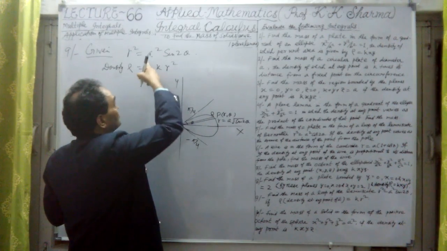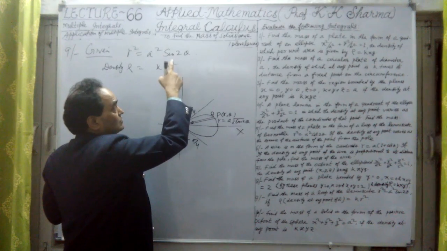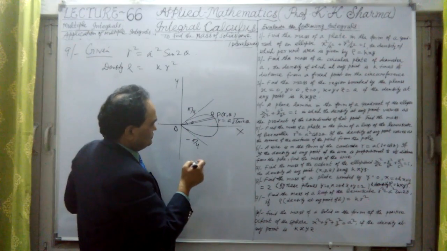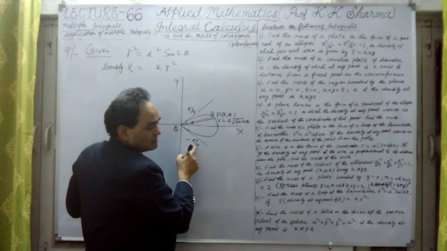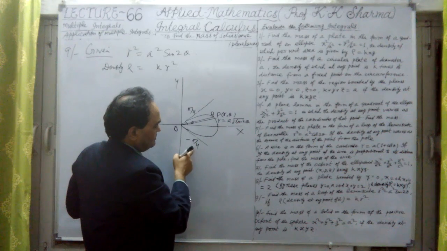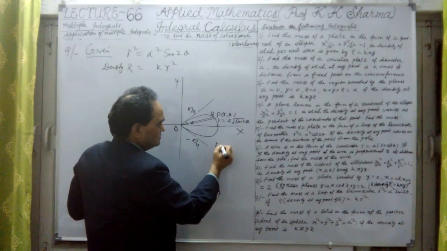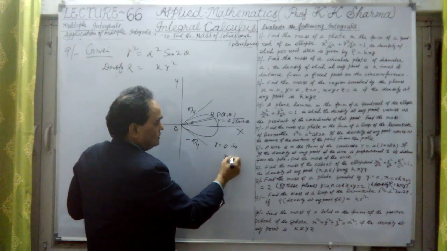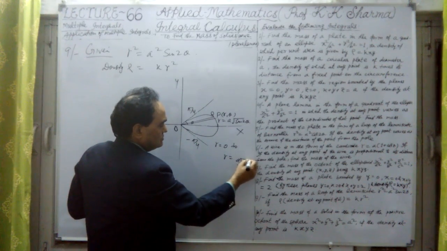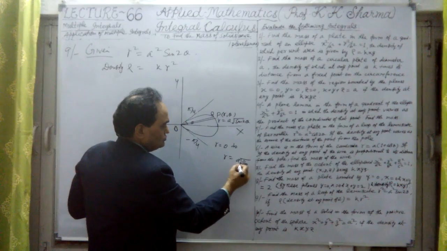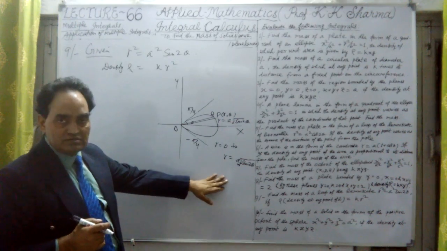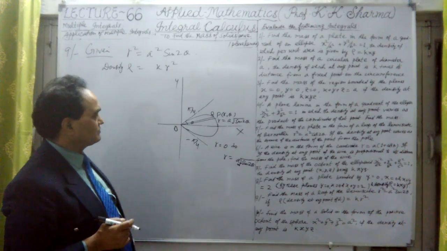r is given to us as r equal to a under root, taking the square root, sine twice the angle, sin 2 theta. Now theta varies from minus pi by 4 to pi by 4, and r varies from 0 to a under root sin 2 theta. So the limits for r are 0 to a square root of sin 2 theta, and theta is from minus pi by 4 to plus pi by 4.